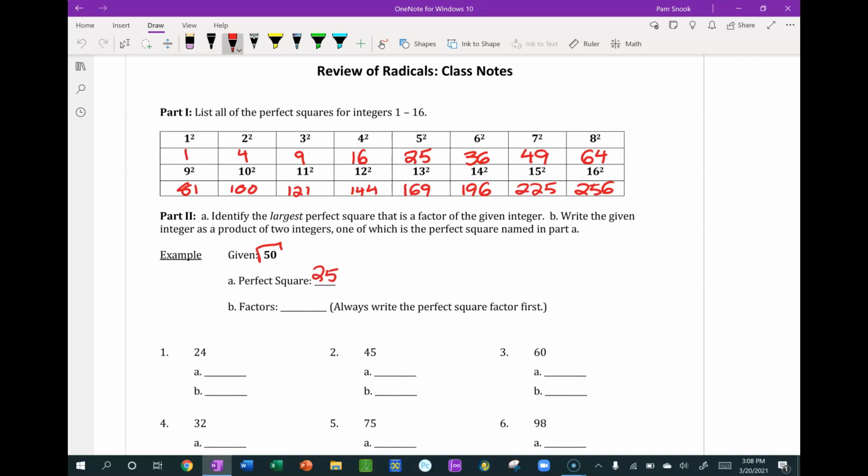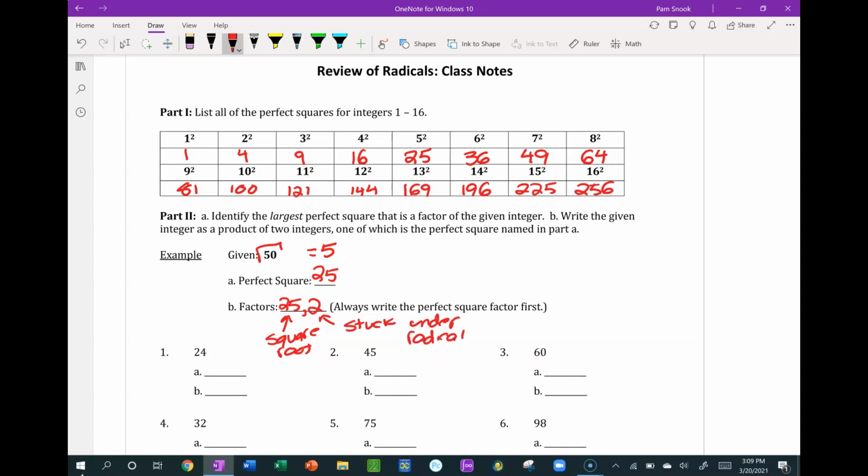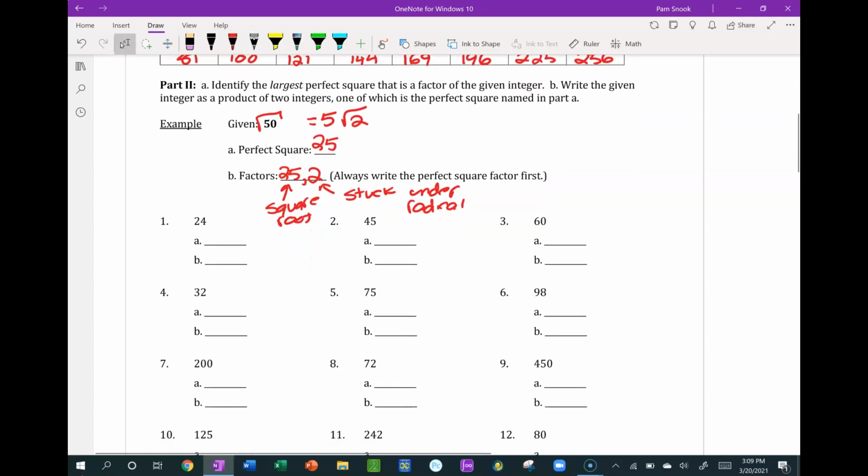Then we're going to write the factors with the perfect square first. So 25 and 2, because 25 times 2 makes 50. Then when I square root 50, I'm going to square root the first one. So square root your perfect square factor, and that gives me 5. The other factor is stuck under the radical. So then I get the square root of 2.